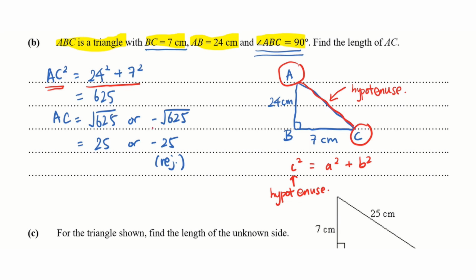Then always remember, when we take square root, we need to do negative square root also. So that's why we have negative 25. Just like in part A, because length cannot be negative, therefore we must reject it. Hence the length of AC is actually 25 cm.